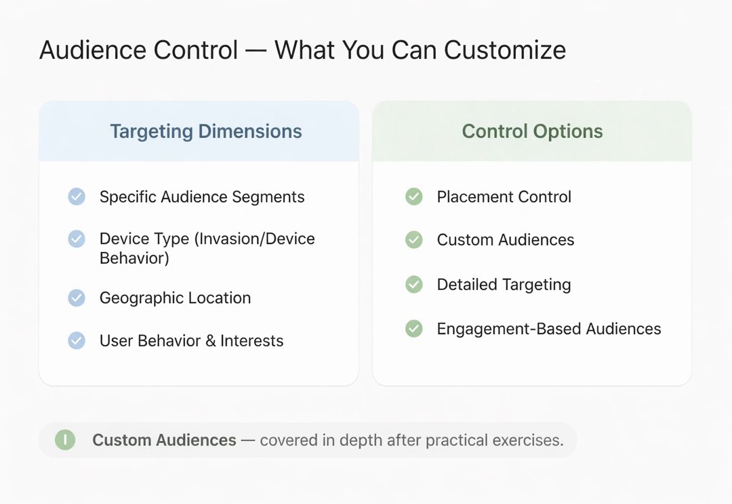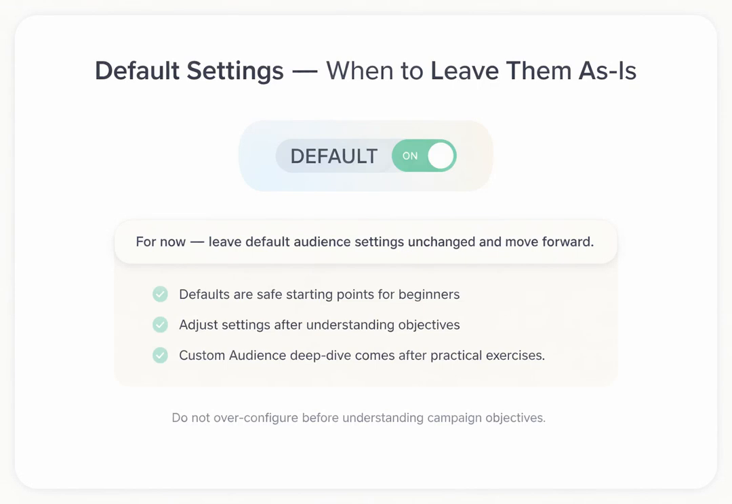The instructor also mentions custom audiences, which is a more advanced topic that will be covered in detail after students get hands-on practice with the basics. An important piece of advice here: when you're just starting out, don't try to configure every single setting at once. The instructor recommends leaving the default audience settings as they are for now and moving forward with the campaign creation process. The reason is simple. If you don't yet fully understand your campaign objective, tweaking advanced audience settings prematurely can actually hurt your results. Get comfortable with the structure first, then come back and refine.